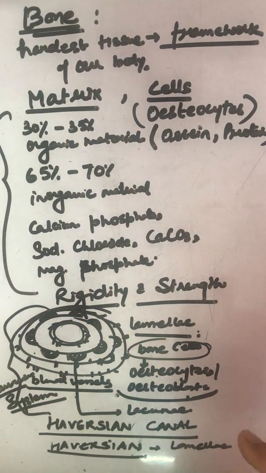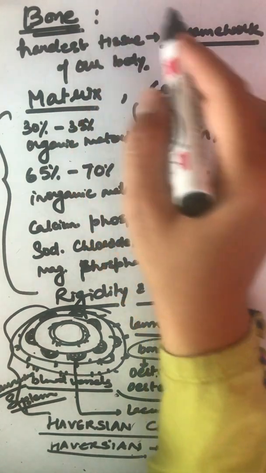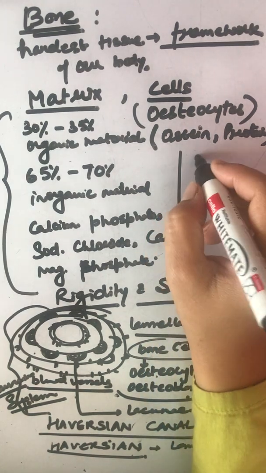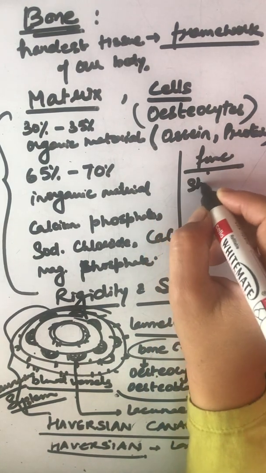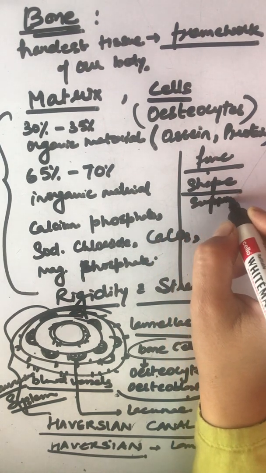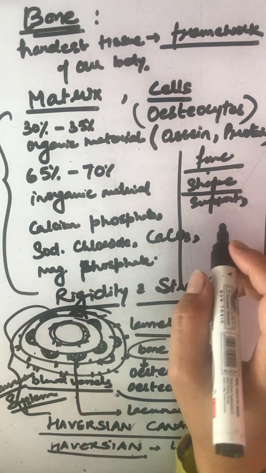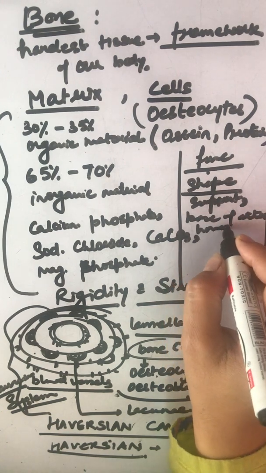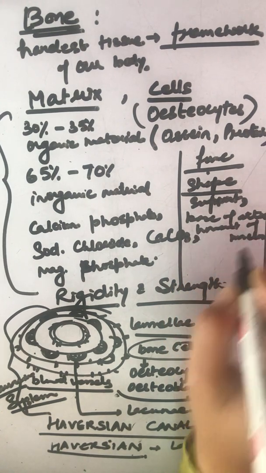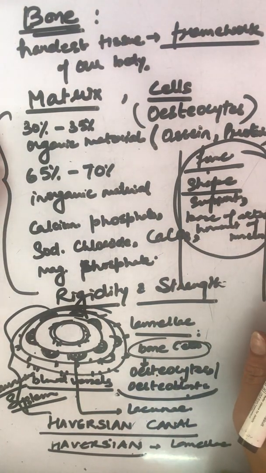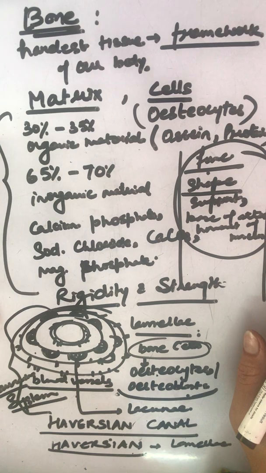Now, where does it occur? All over the body. Bones are present all over the body, and the function we all know. It provides shape to our body, support, and a base of attachment of muscles. So mainly this is the structure we can rely upon, and it is the endoskeleton of our body. Clear?